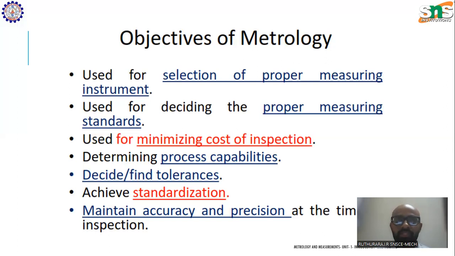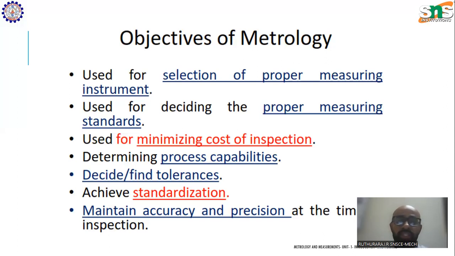And the next objective is achieving standardization. Once everything is fixed, then you will be establishing a standard process. Once a standard process is established, you can continue it again and again so that repeatability is achieved and reliability is achieved. Then maintaining accuracy and precision at the time of inspection.